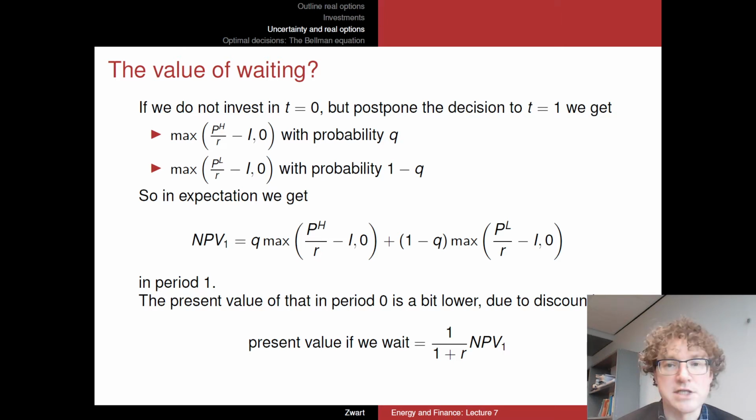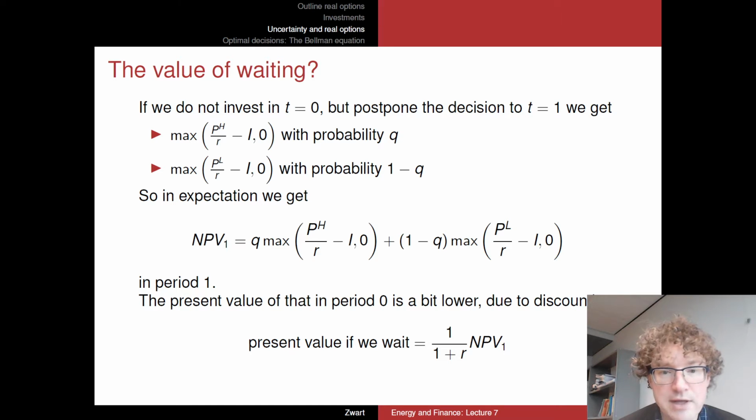So what do we get in expectation then at period 1? Well, the average of this, right? The weighted average, weighted with these probabilities Q and 1 minus Q. So today's view of next year's NPV will be the average of this first maximum, the high scenario maximum, and this low scenario maximum, weighted with these probabilities Q for the high scenario and 1 minus Q for this low scenario.